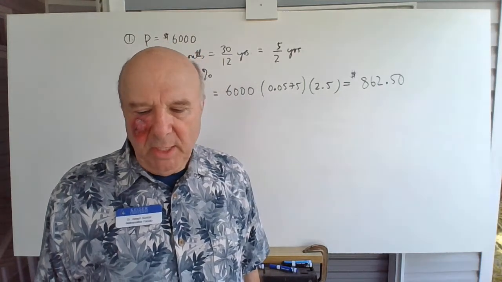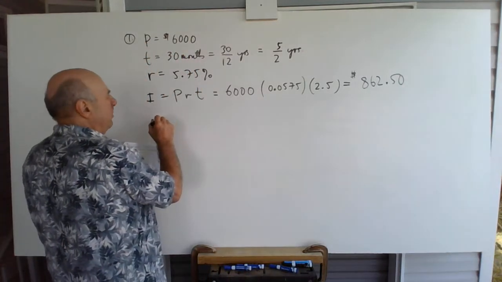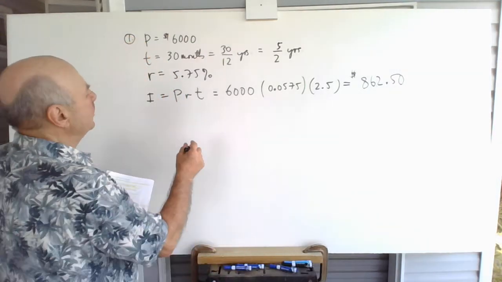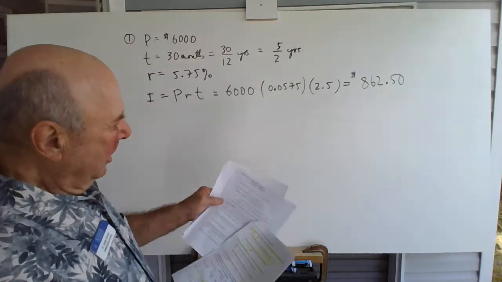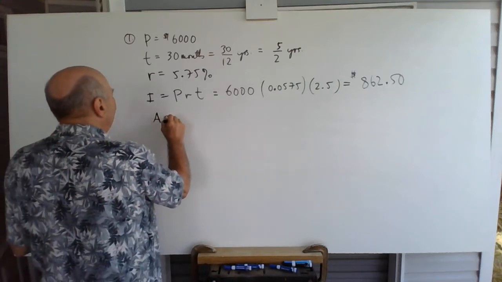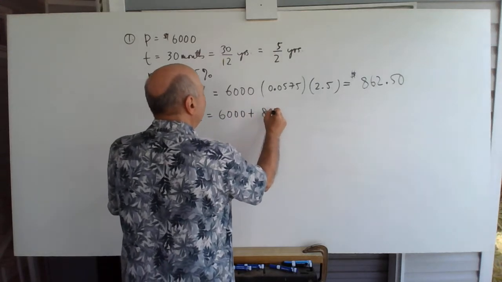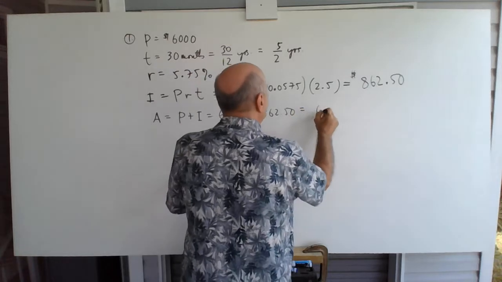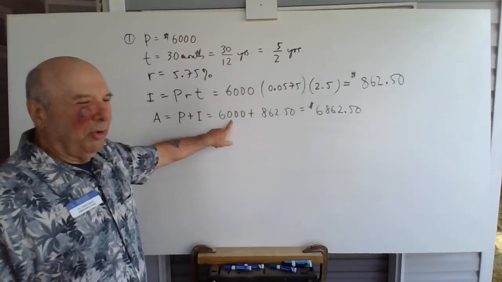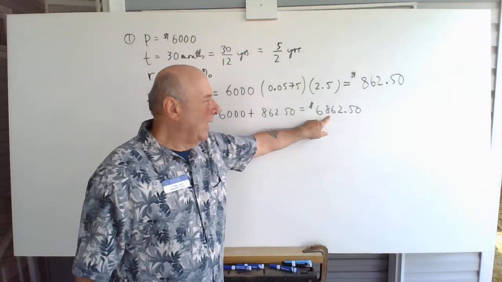Determine the amount he repaid the bank on the due date. Well, that's pretty simple. By the way, the total amount due is the accumulated value or the future value. If you look on your formula sheet, A is called the accumulation or the future value. So A equals P plus I. So it's 6,000 plus 862.50. So he owes the bank $6,862.50. He owes the principal that he borrowed plus the interest that accrued for the time that he had the loan. So that's his payment.